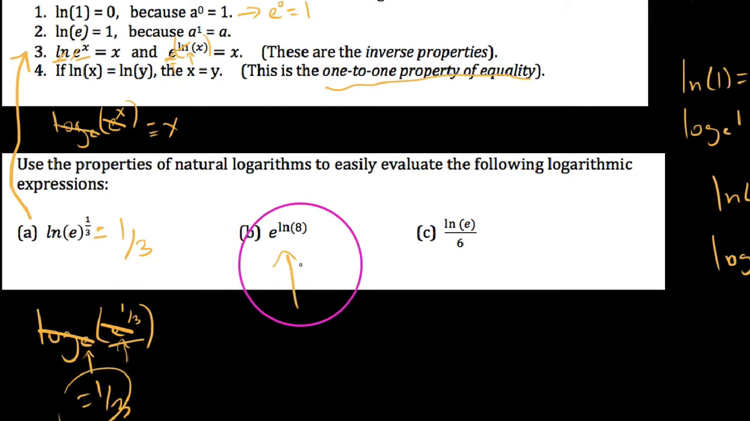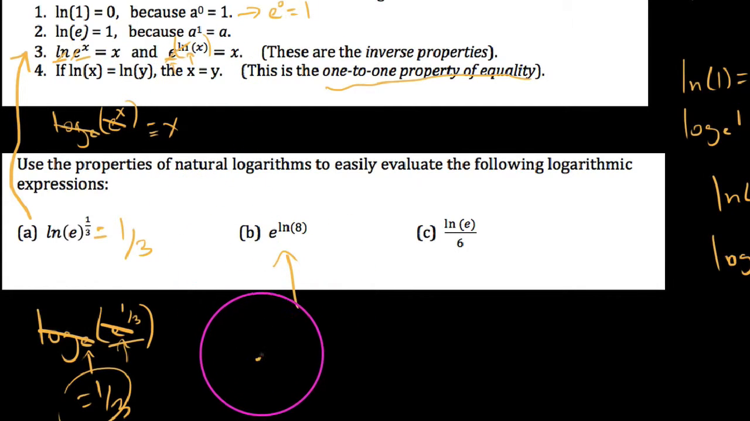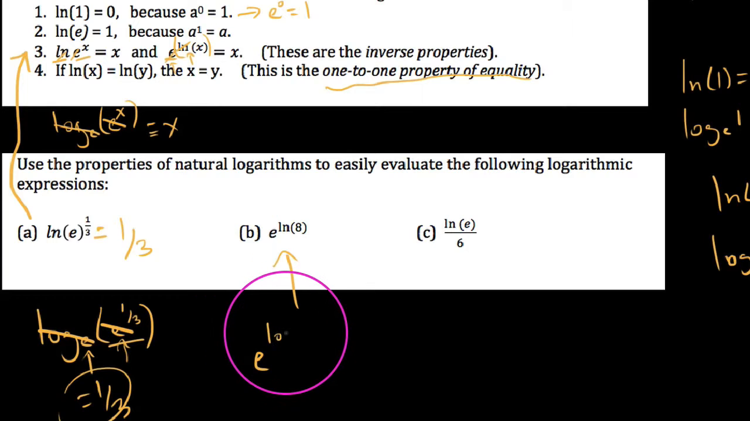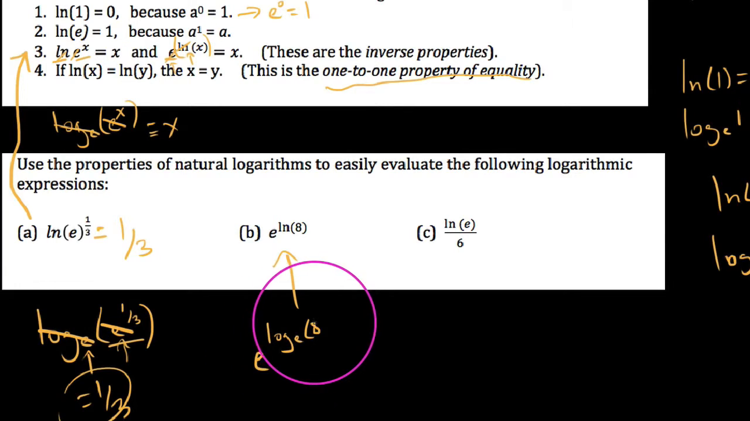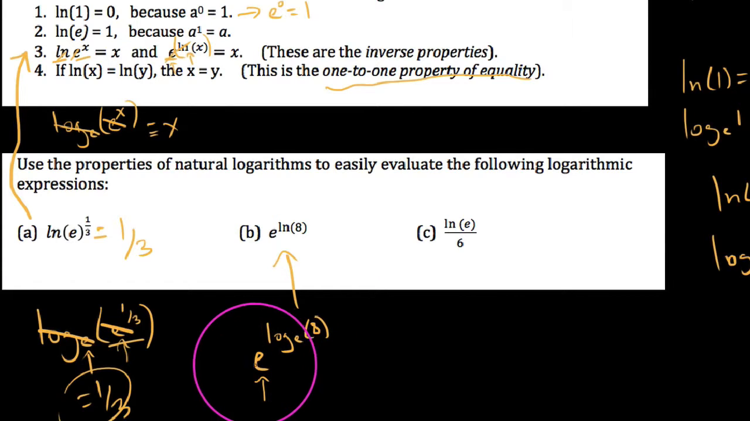Likewise, for this next one I'm using property number 3, just the second form of it. I've got e to the power of, and the power happens to be a logarithmic thing, log base e of 8. I'm writing this out, not that I would ever do this in real life, just to emphasize my point. An exponential thing to a logarithmic thing with the same base cancels out, and I'm left with just 8.